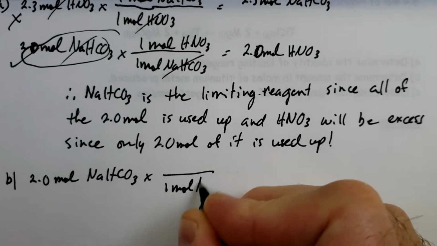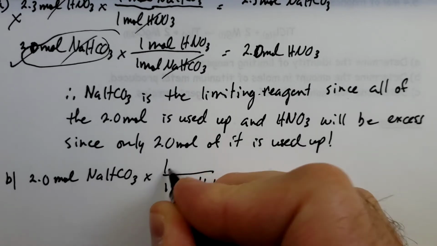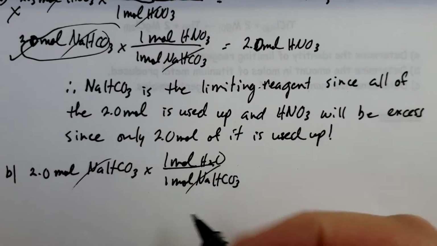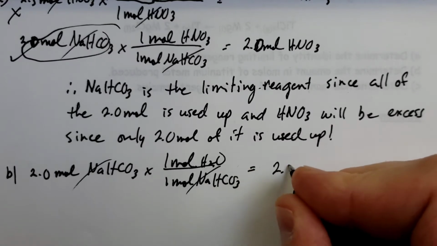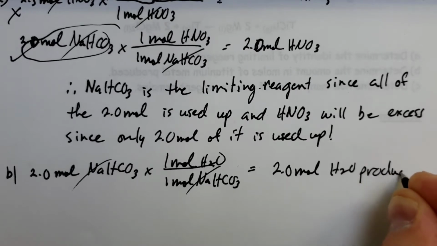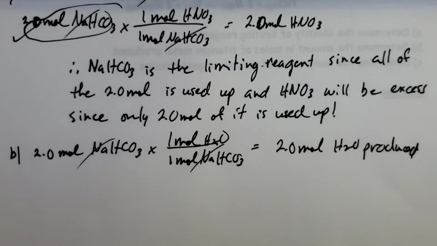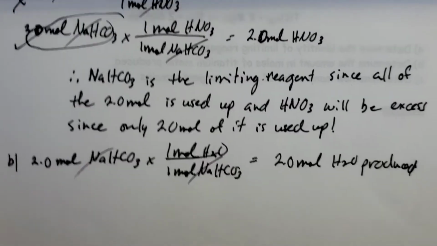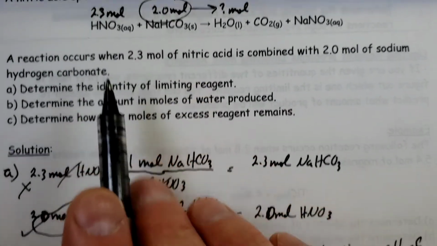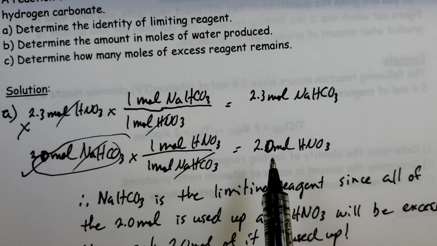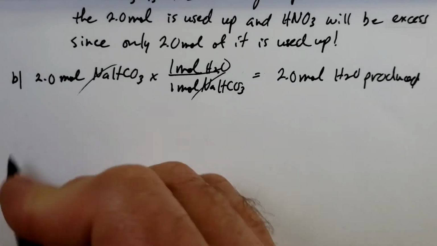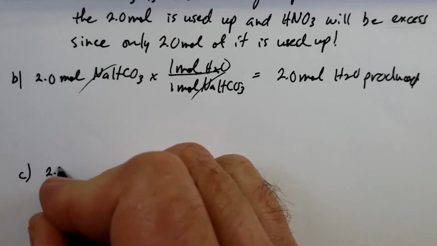1 mole of sodium bicarbonate is going to make 1 mole of H2O. So yes, the units cancel, but hey, the numbers are going to give us the same answer here. 2.0 moles H2O produced. All right? And lastly here, determine how many moles of excess remains. And yeah, this is fairly straightforward. We use up 2.0 moles of HNO3 here, but we were given 2.3 moles of it. So yeah, we know what to do there.